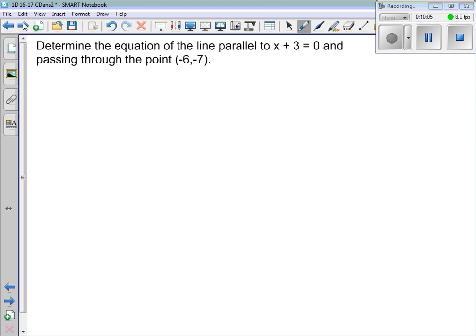I think this is the third example on the page. Determine the equation of the line parallel to x plus 3 equals 0 and passing through the point negative 6, 7. Okay. Let's start by looking at the line that we are given. We're given the line x plus 3 equals 0. What kind of a line is x plus 3 equals 0?